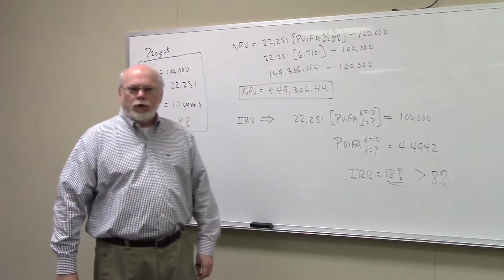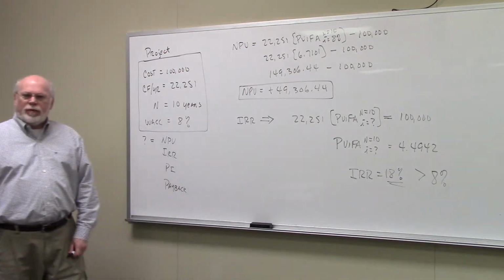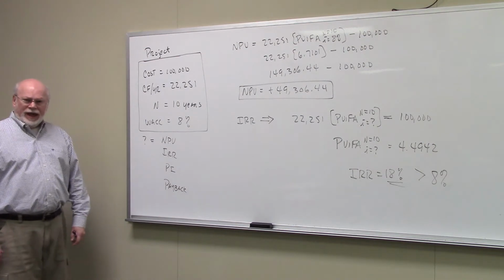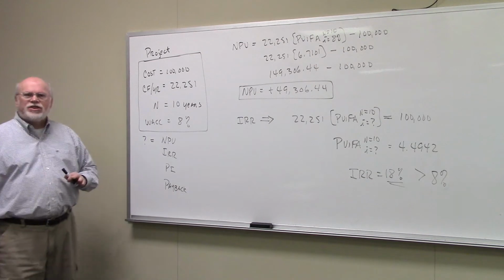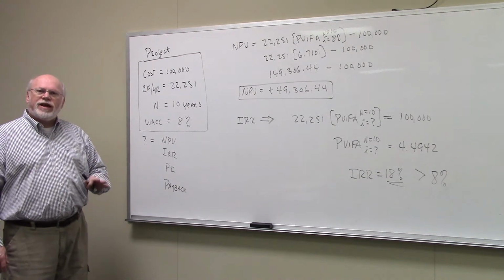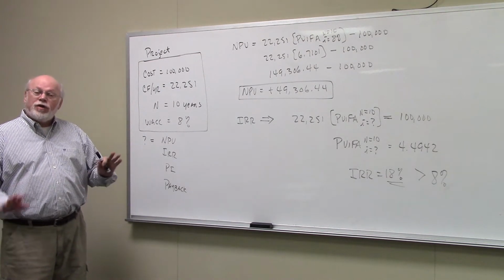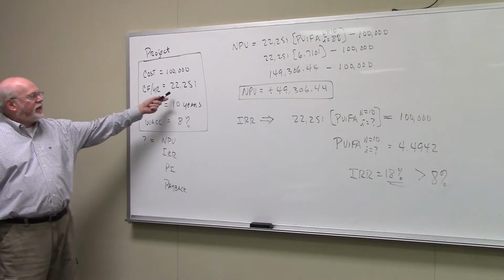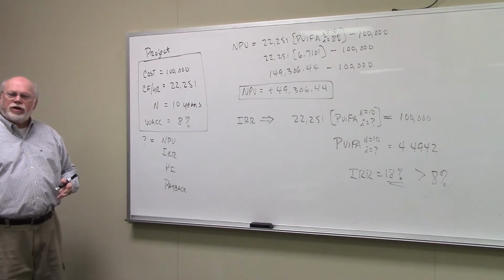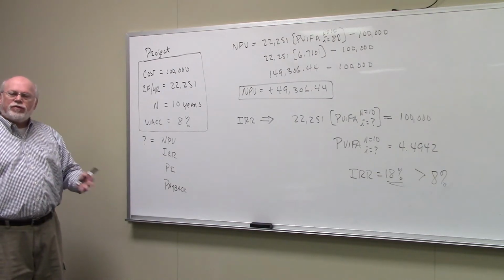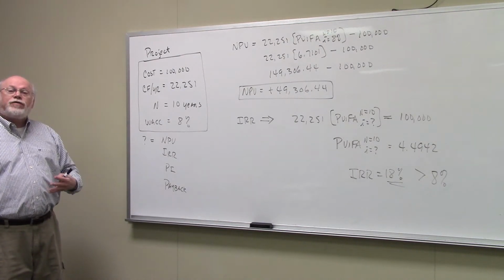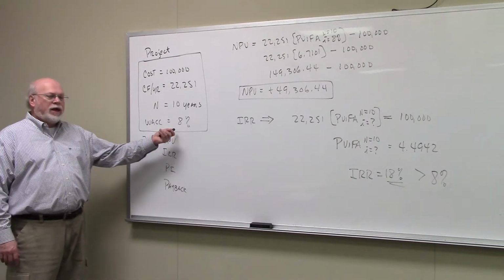Initially, what we're going to do is talk about net present value and internal rate of return. We have a project here that we estimate will cost us $100,000 today. From that investment, we expect to get cash inflows of $22,251 every year for 10 years. The firm's weighted average cost of capital is 8%.